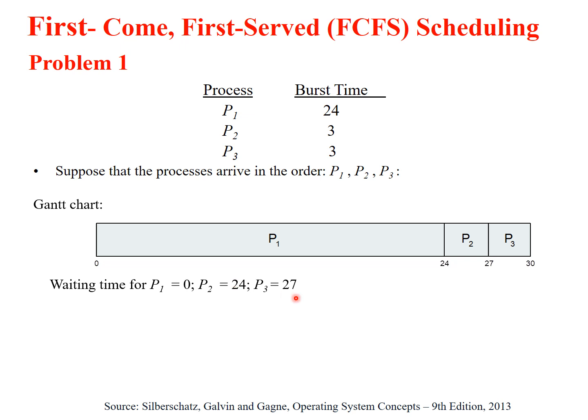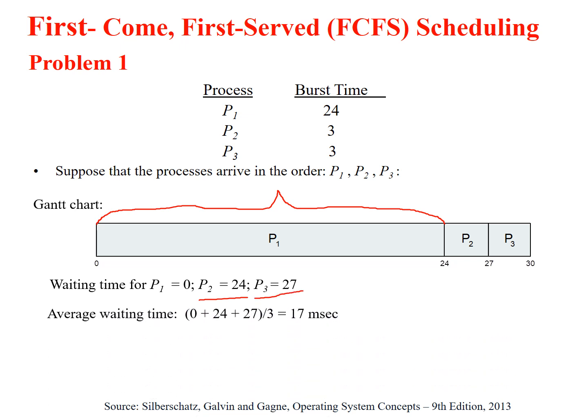Waiting time of P1 is 0 because as soon as it arrived at time 0, it started its execution. So the waiting time of P1 is 0. Now the waiting time of P2. The waiting time of P2 is 24. It is because P2 has been waiting in the queue during this time period, that is 0 to 24. P2's waiting time is 24 and P3's waiting time is 27. Average waiting time is 17 milliseconds.